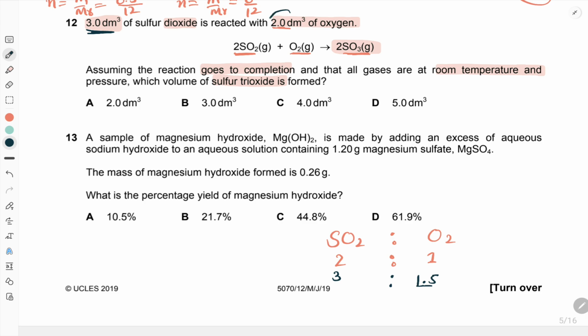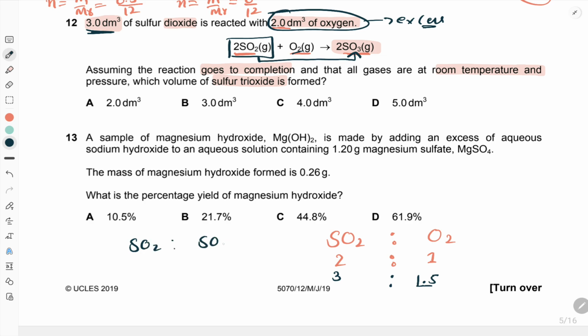But in actual we have 2 moles of oxygen, which means this oxygen is in excess. For excess reactant we cannot apply the mole ratio, which means it is the sulfur dioxide which is the limiting reactant, and it will decide how much sulfur trioxide will be made. Now the ratio between sulfur dioxide and sulfur trioxide, according to the balanced equation, is 2:2, but the simplest is 1:1. So if you have 2 moles of this, you will get 2 moles of this.